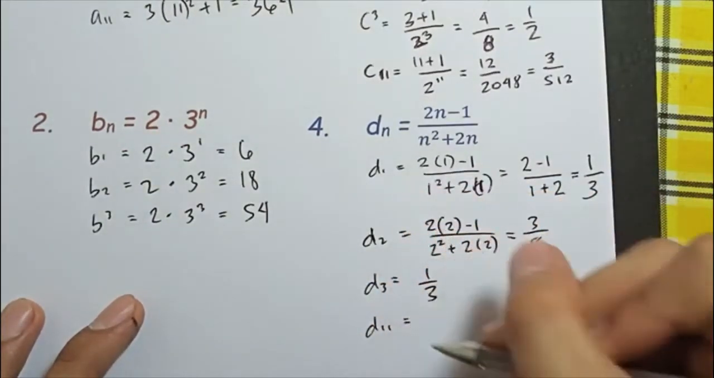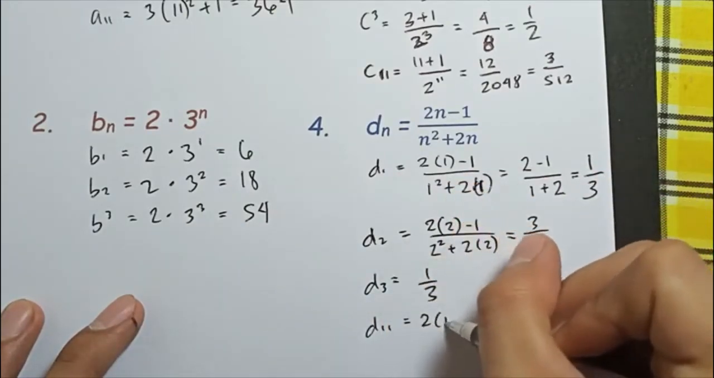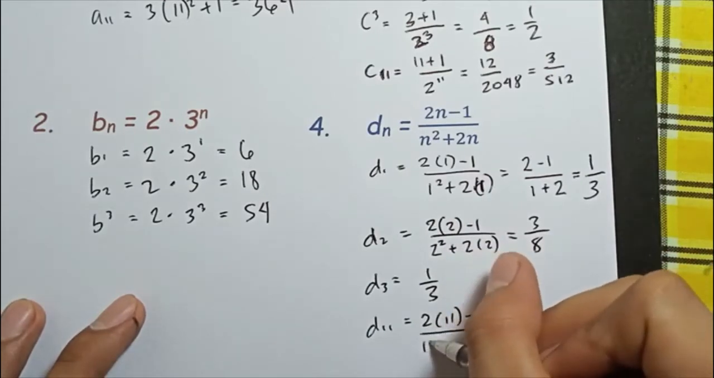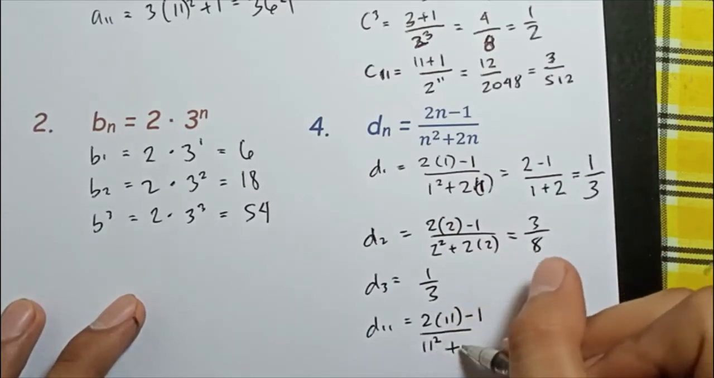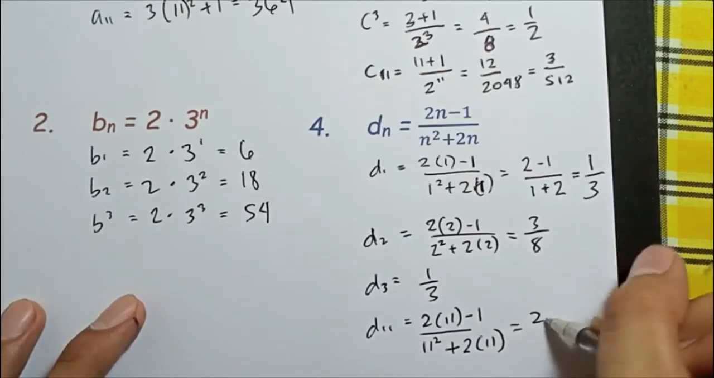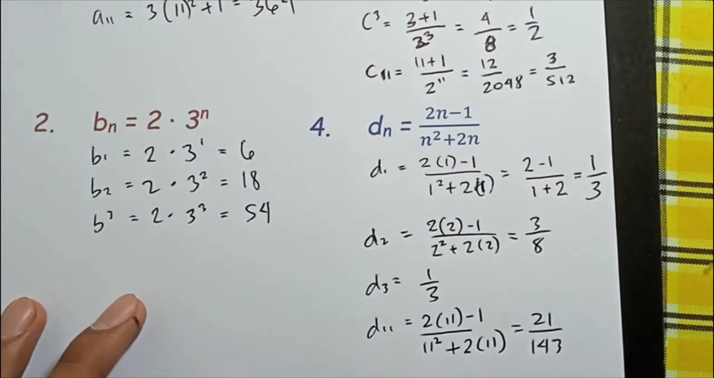D sub 11 natin is, sige, solve ko itong d sub 11. 2 times 11 minus 1 over 11 squared plus 2 times 11. Magiging 21 over 143. So, ganoon ang substitution.